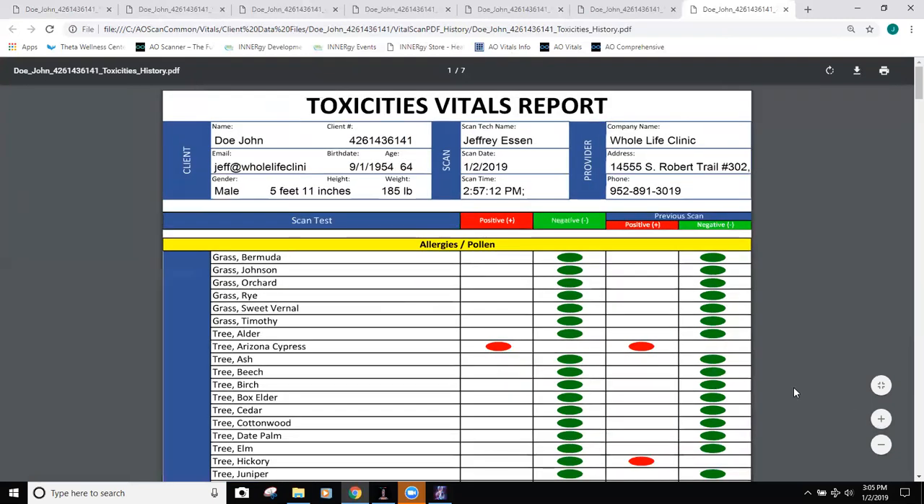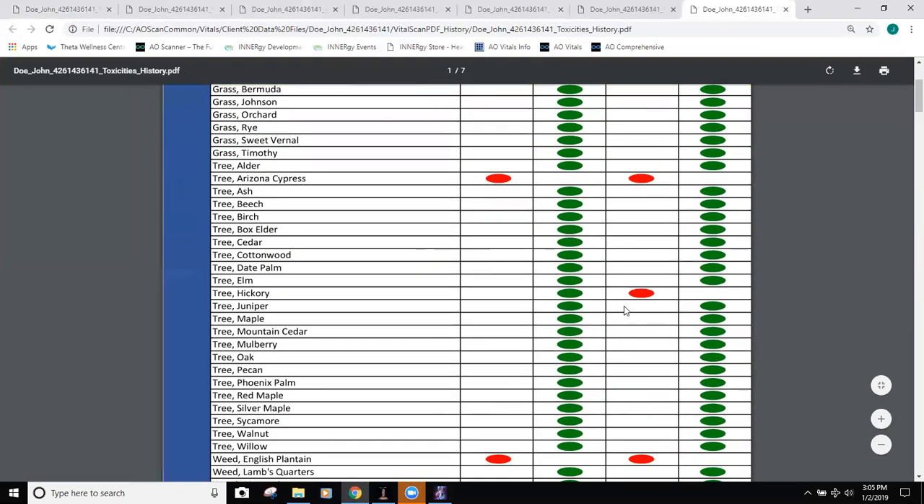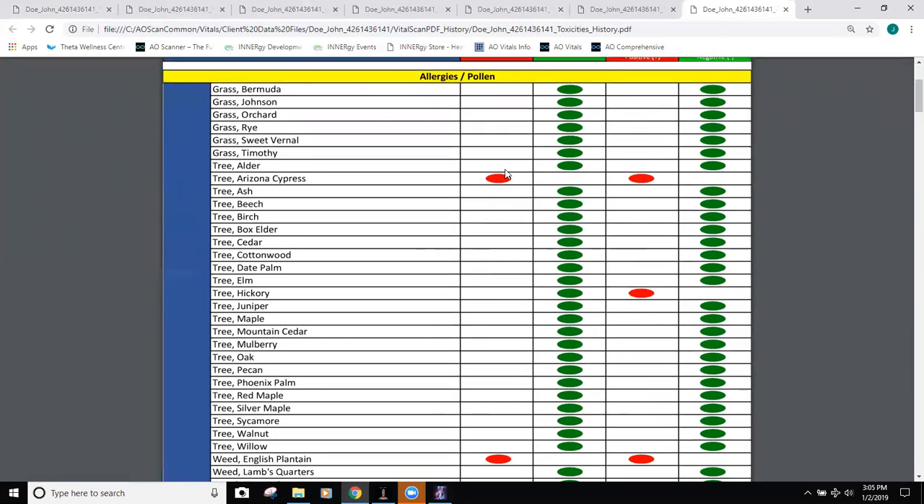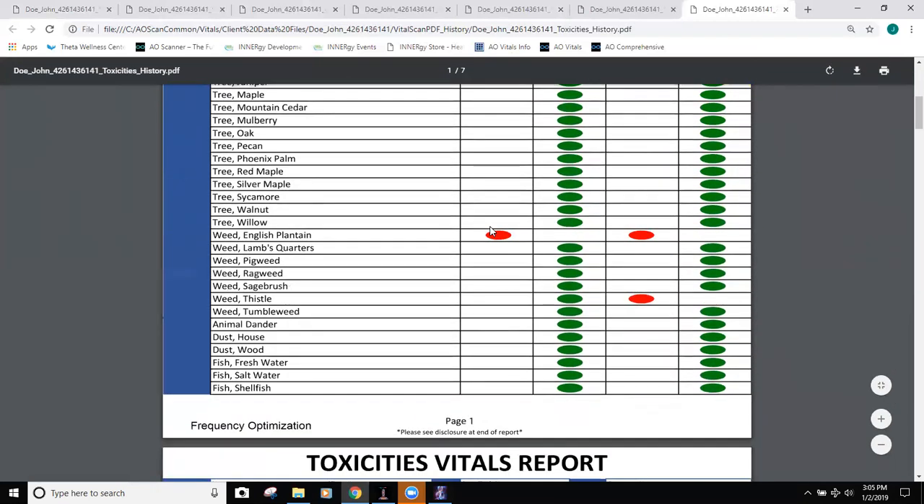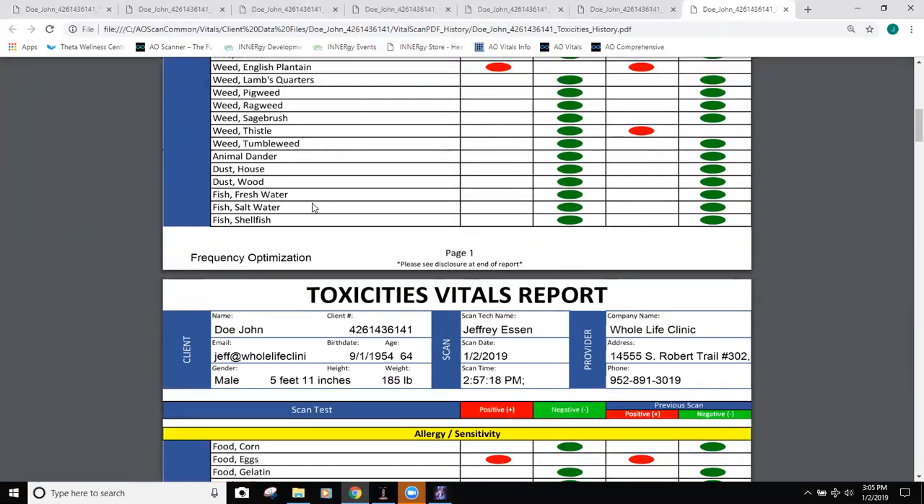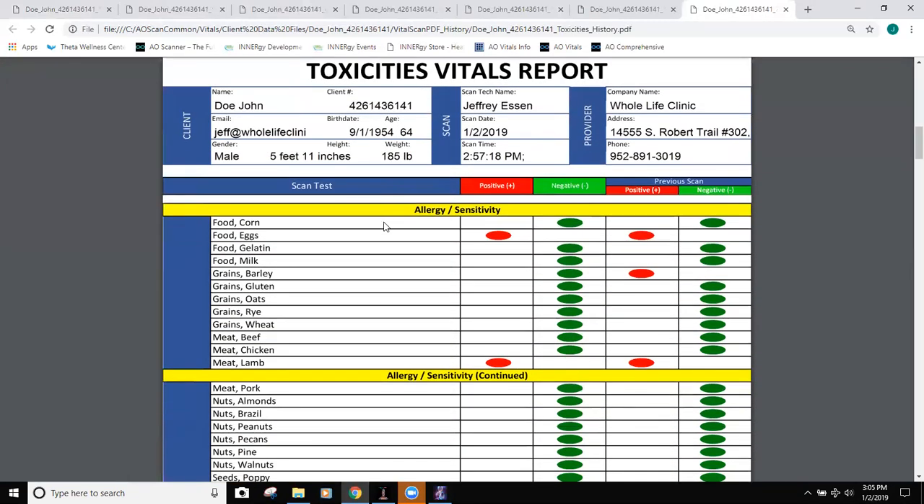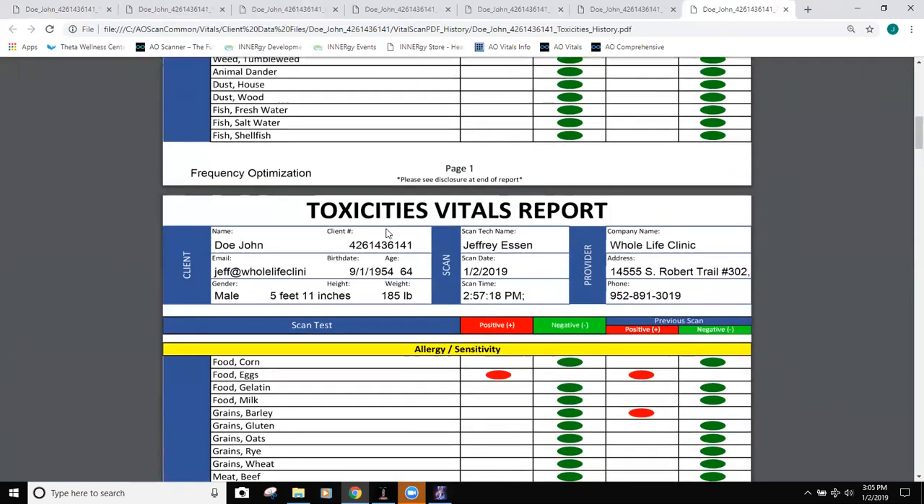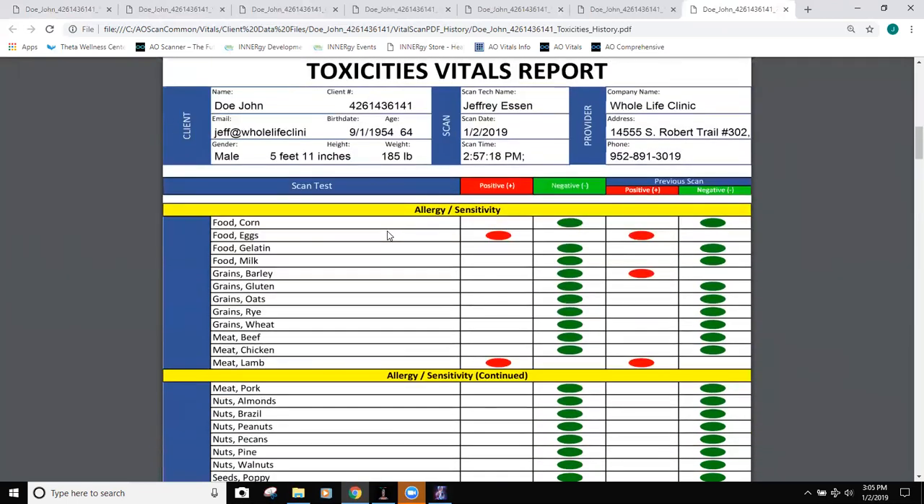Toxicities, in terms of what kind of toxin somebody has. Now, these first ones are more allergens, and so oftentimes you'll get a lot of pollens. That's probably not as important right now in the wintertime as it might be during certain times of the year. We start getting into household items, and then we get into foods. This is certainly not a complete list of foods. This is only just a few of the more common ones.